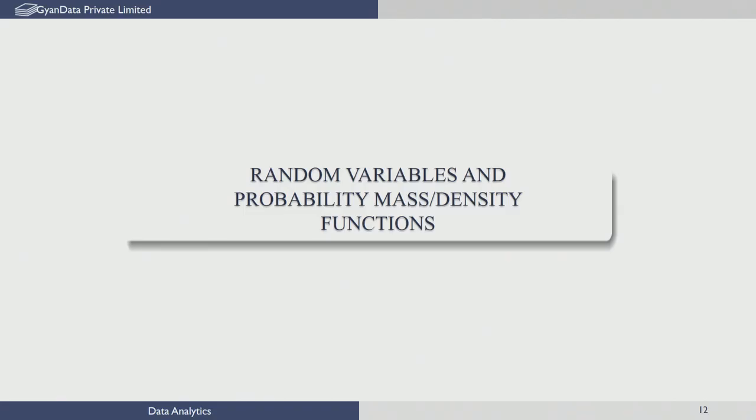In the previous lecture, I introduced the concept of random phenomena and how such phenomena can be described using probability measures. In this lecture, I am going to introduce the notion of random variables and the idea of probability mass and density functions. We will also see how to characterize these functions and how to work with them.